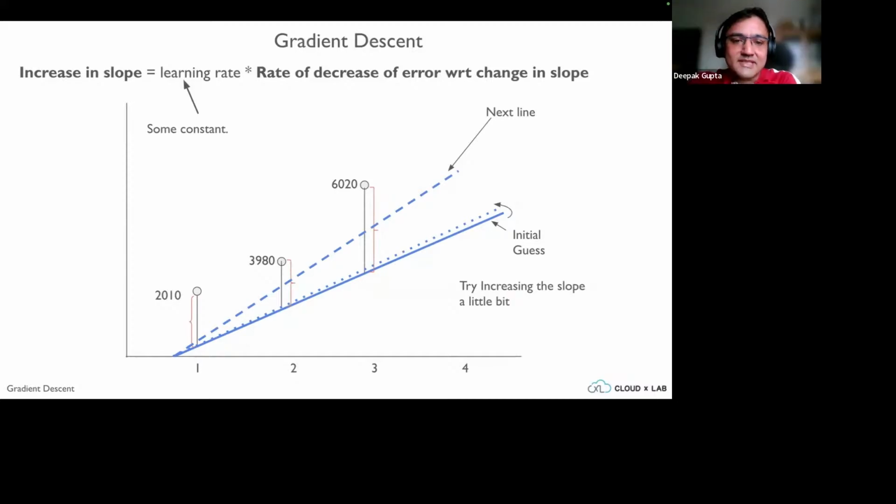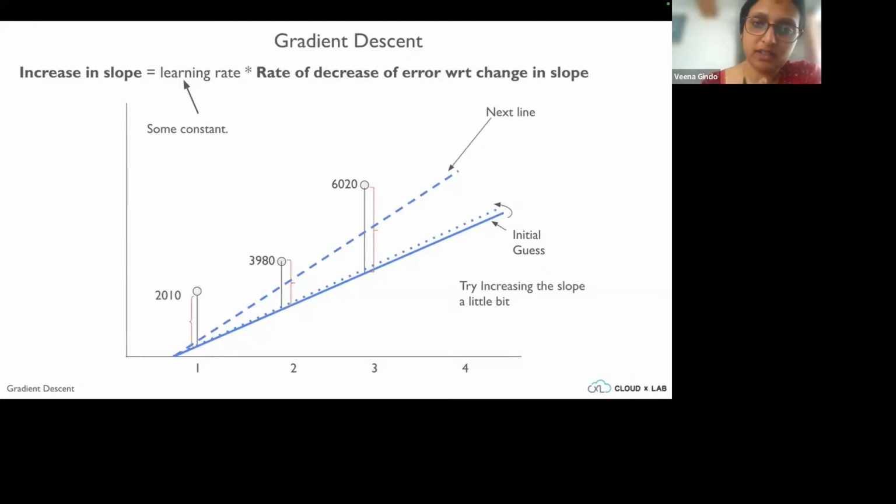So basically what we are doing is we are changing the slope, and we are increasing the slope, and for every increase in the slope, we will calculate the error. Based on that, and the learning rate has to be a very small constant, we will know whether we have to increase the slope further, or we have to decrease the slope from that point. Is that correct? Yes.